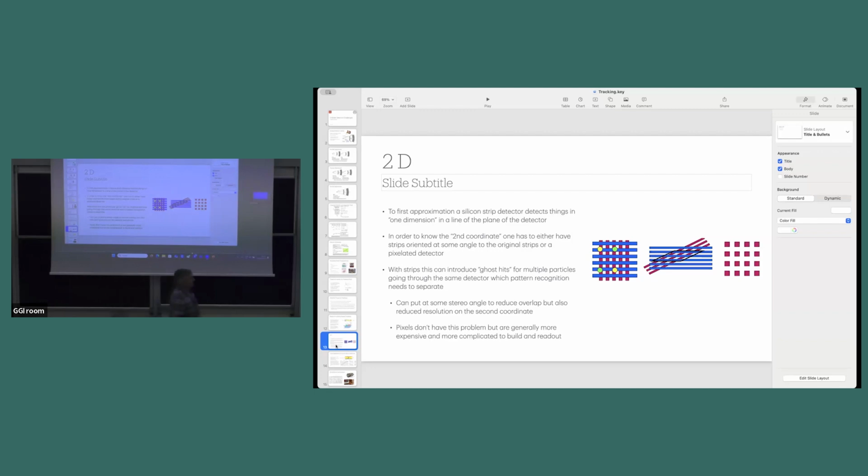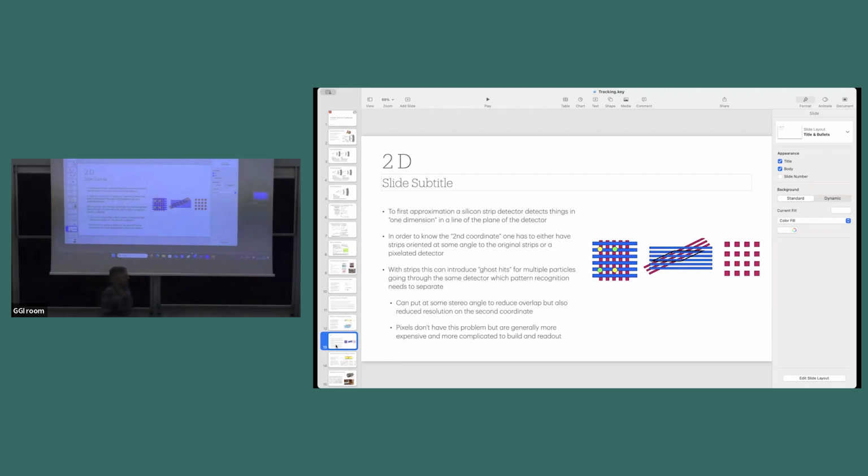So one way you can do it is you can take basically two of these devices and put them at some angle, right? And so where they cross, you would get a so-called second coordinate from the detector. However, as you can see here, that also generates what we call ghost hits, because if you have multiple particles that come through the detector at the same time, there are the real points where the particles came through, but in the case that it hits here on this strip and this strip, it could either be a real particle here shown in green, or it could be a ghost particle in yellow, just where the two other places where the strips intersect.